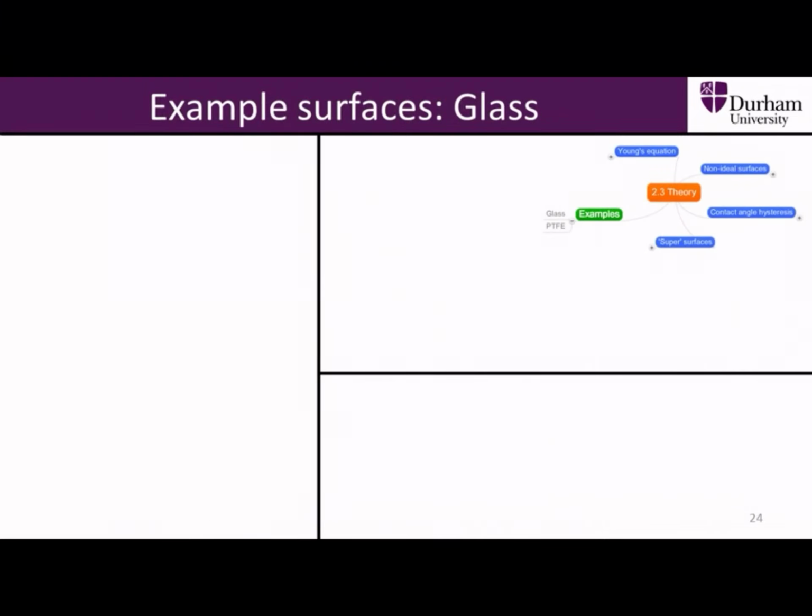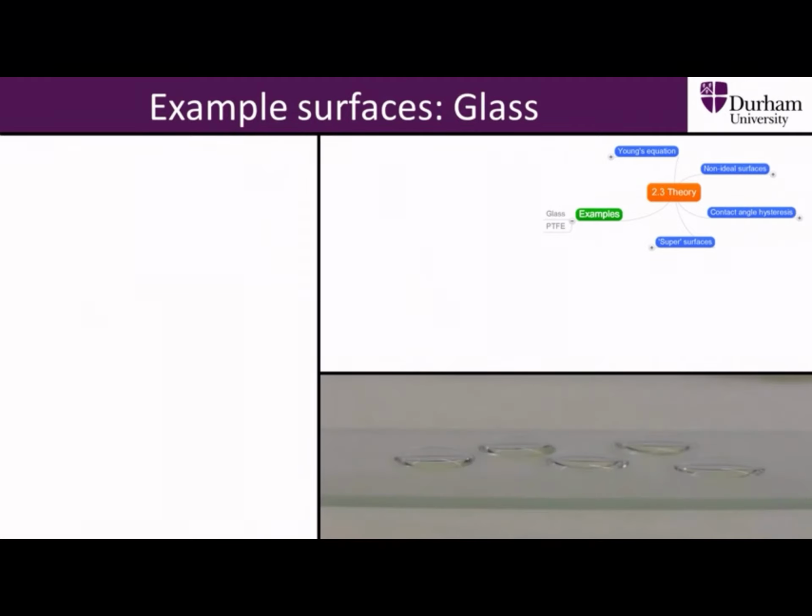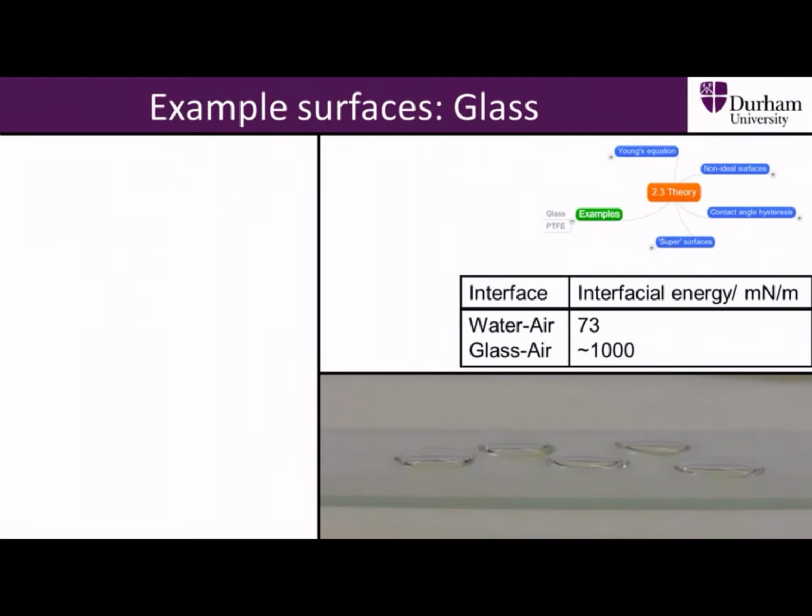An example of a surface which is naturally hydrophilic is glass. This is because glass has a high interfacial tension of around 1000 millinewtons per meter. The interfacial tension of the water-air interface is much lower, at 73 millinewtons per meter at room temperature. As a result, the contact angle is very low for high-energy surfaces such as glass.